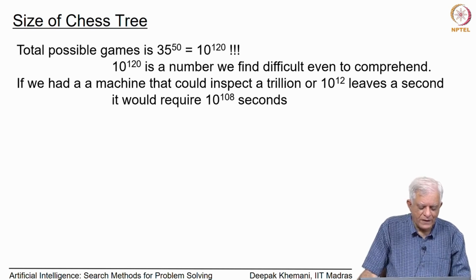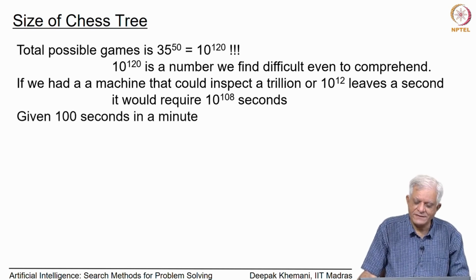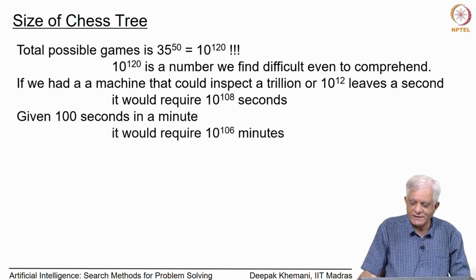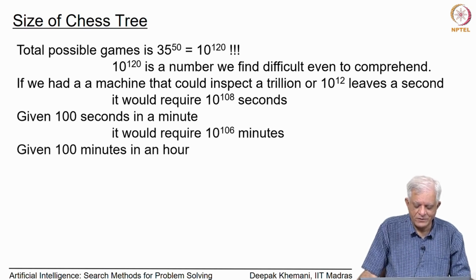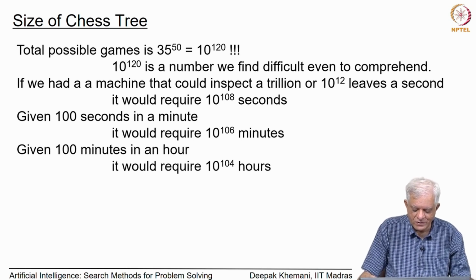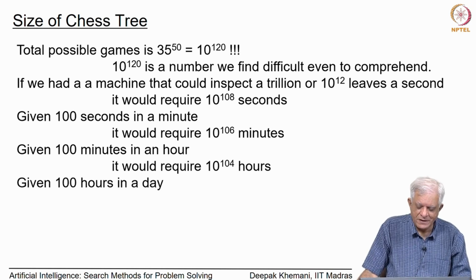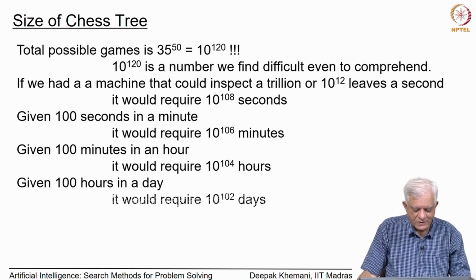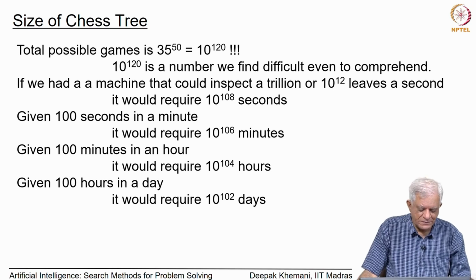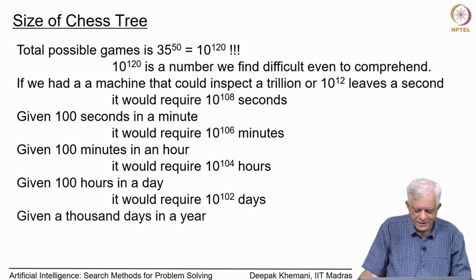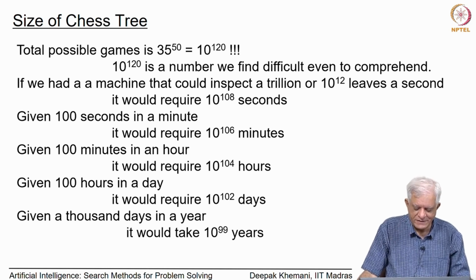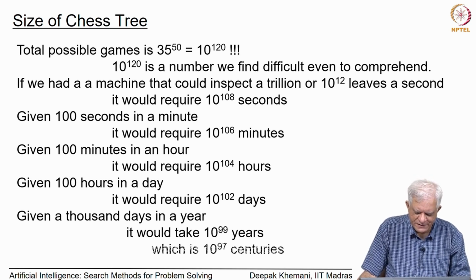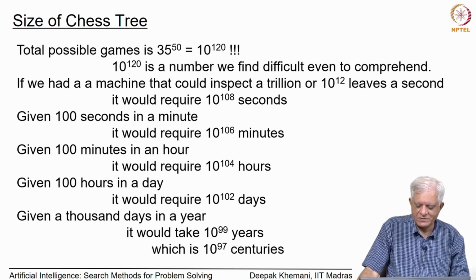So, if we had 100 seconds in a minute, then this time would reduce to 10 raised to 106 minutes, and if we had 100 minutes to an hour, this time would reduce to 10 raised to 104 hours. If we had 100 hours in a day, this would become 10 raised to 102 hours, and if we had 1000 days in a year, this would become 10 raised to 99 years, which is 10 raised to 97 centuries. So, obviously, this is a number still beyond our comprehension.